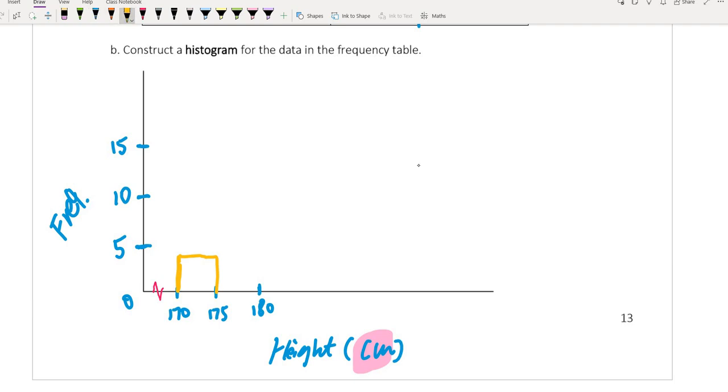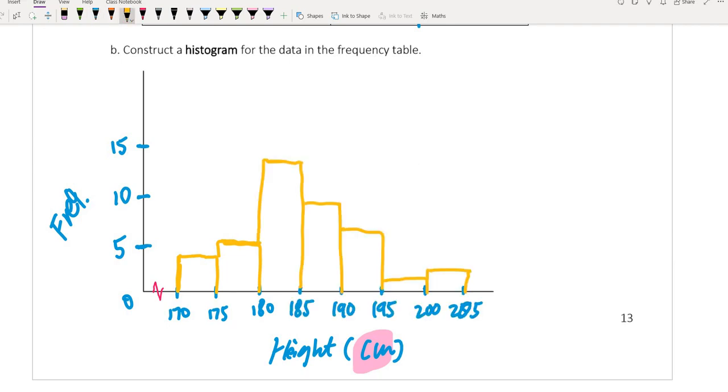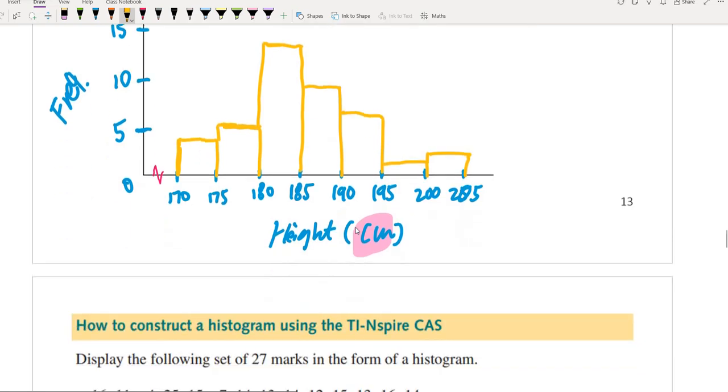And there's 5 people within this one. So it's going to be like that, making sure everything's straight. And you complete the rest. So it should look something like this, but more straight, gaps are more equal, that sort of stuff.